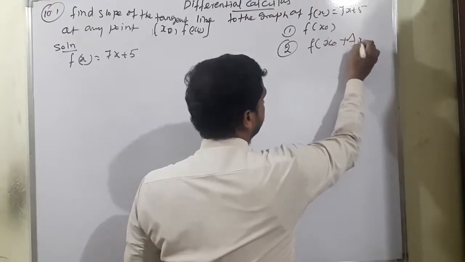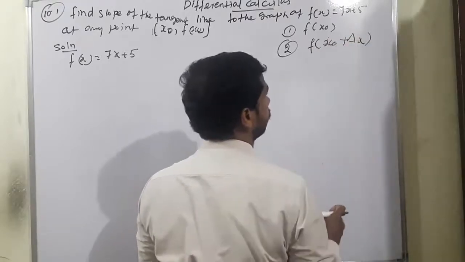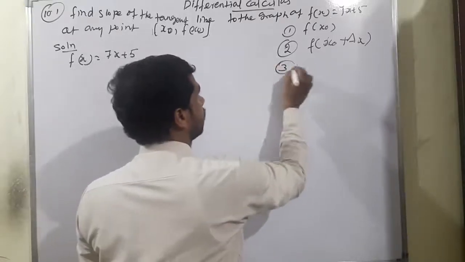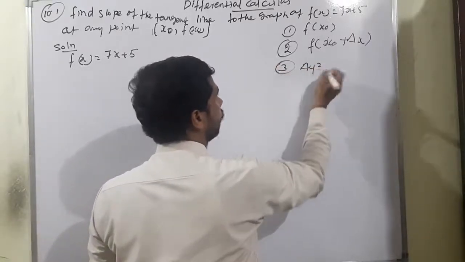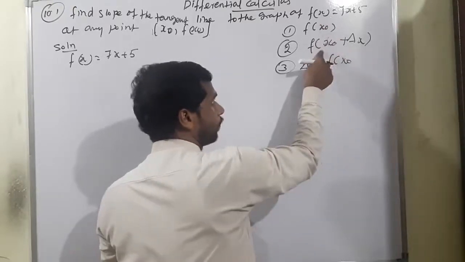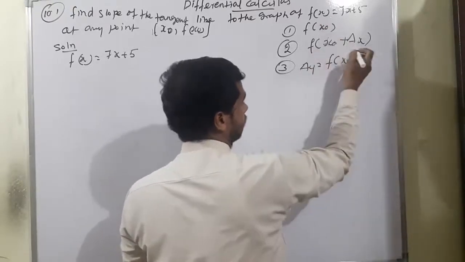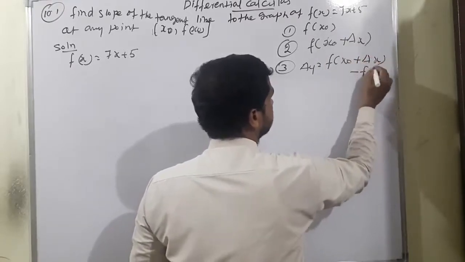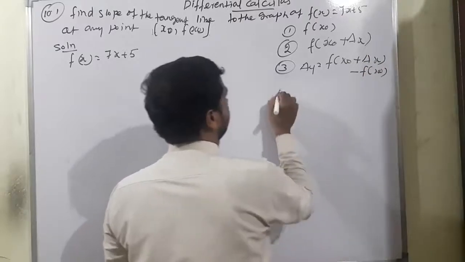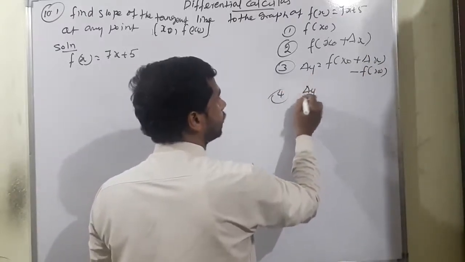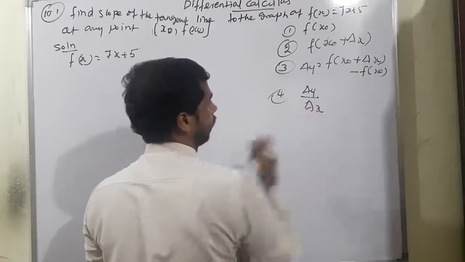Then the second condition, you have to apply the change of the value, the del x. Now the third one, the change of y, means del y is equal to the difference between f of x naught plus del x minus f of x naught. Then condition number 4: after getting the del y value, we can apply change of y divided by change of x.